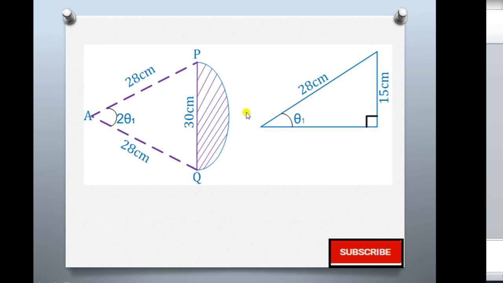But why do we have 2 theta 1? What I did is I divided this triangle APQ into 2 equal parts. In other words, I simply drew a line of symmetry here. Then after having that line of symmetry, I am sure that this distance has been divided by 2 to give me 15. AP is still 28. So I have half of this angle because I've bisected it into 2 equal parts. That is why I have theta 1 here.